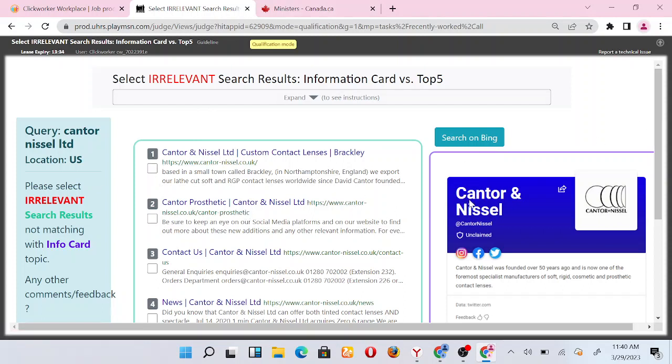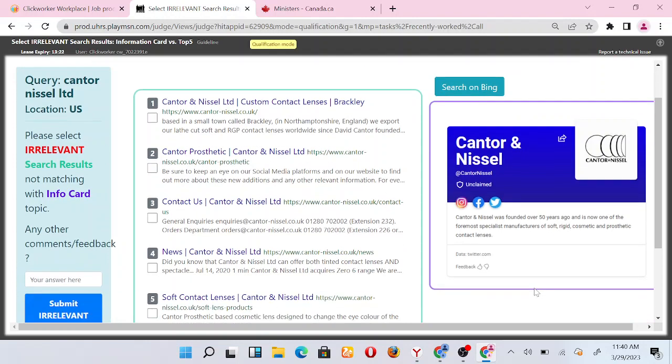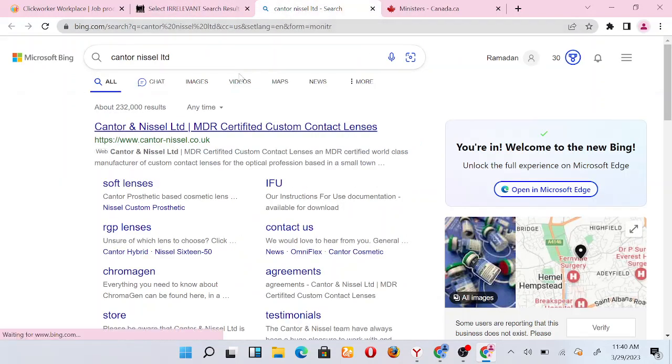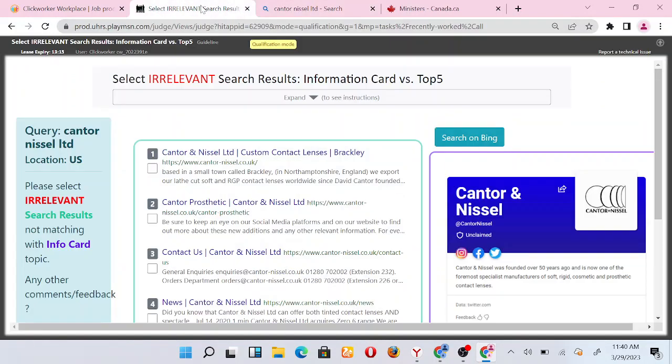Now we have Canto and Nicel. They say Canto and Nicel was founded in blah blah blah, is now one of the foremost specialist manufacturers of this. Look at it. We have not seen. Let's see their sites. Canto and Nicel. Okay. Now they are looking for what?